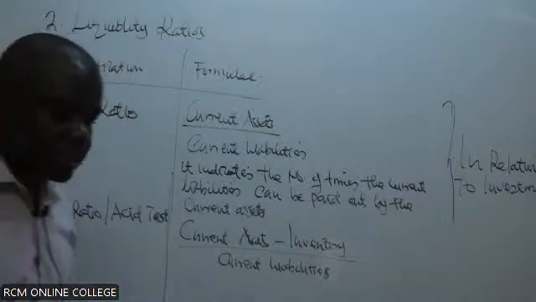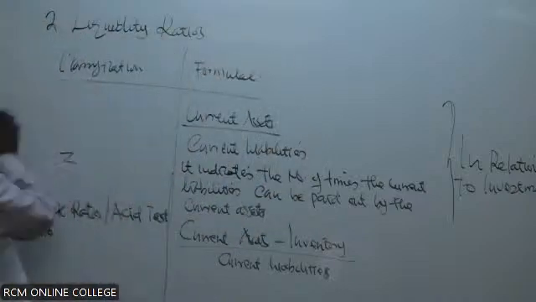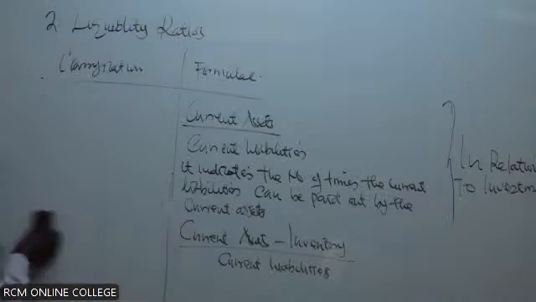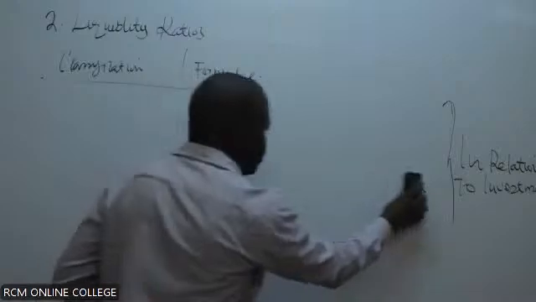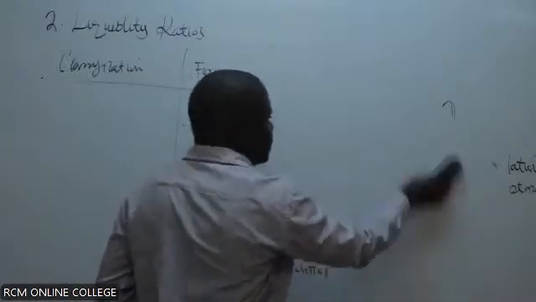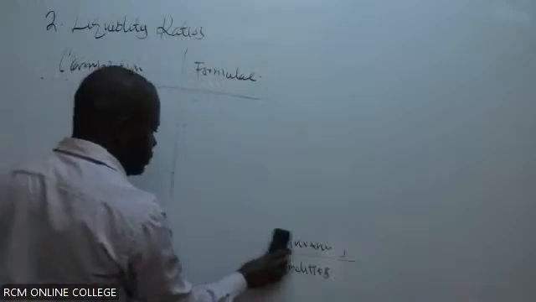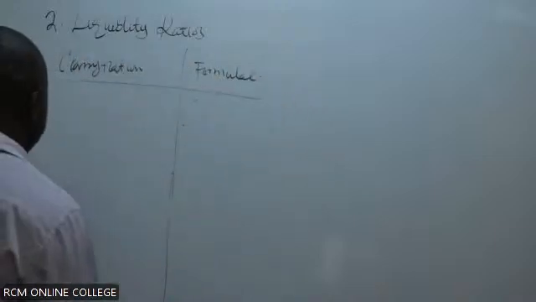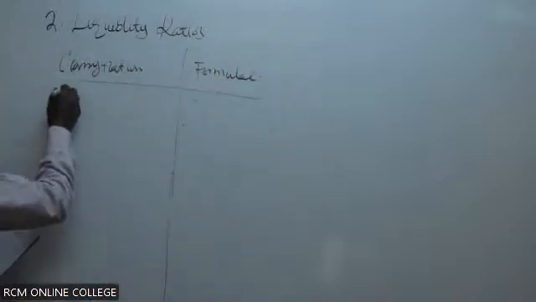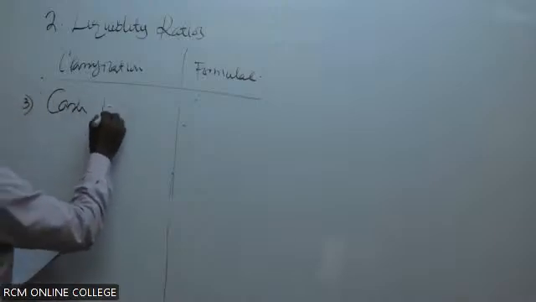The last one under this category is what we refer to as cash ratio. So that is number 3 under liquidity ratios. You can put the last one, what we refer to as cash ratio.